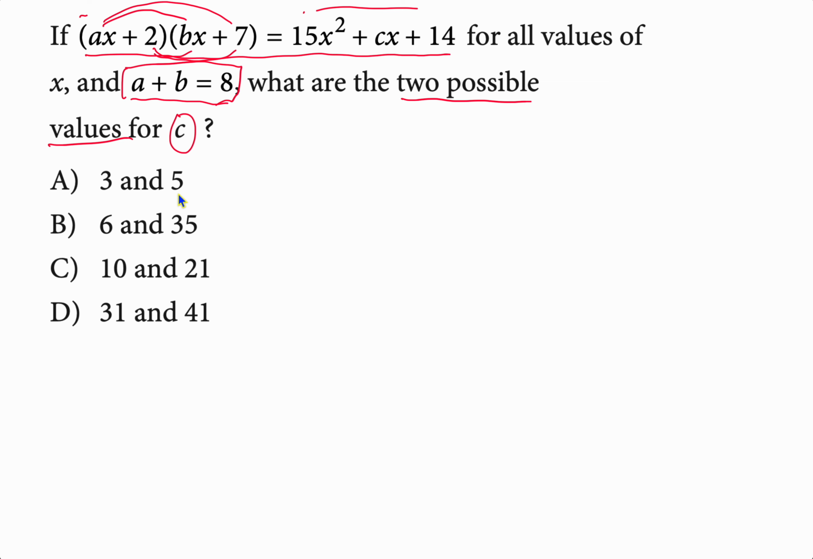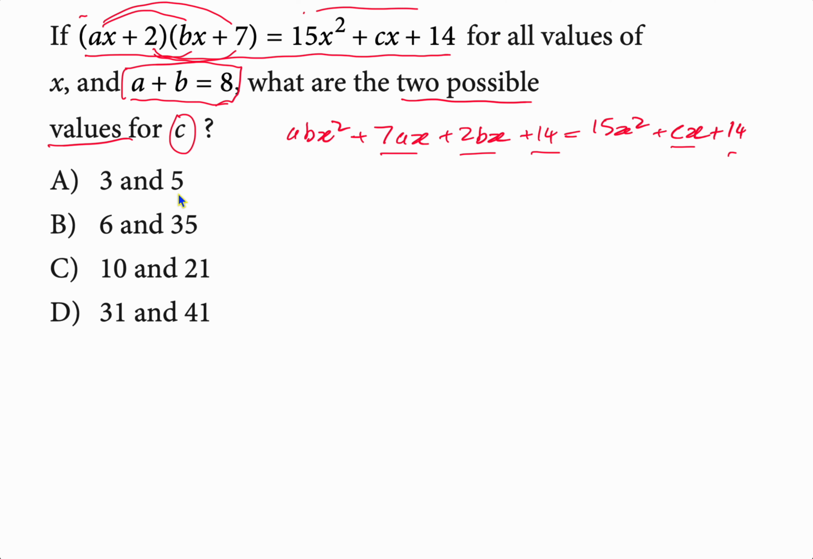So let's break that. ax times bx, we have abx². And then ax times 7 is 7ax. Next we have 2 times bx, which is 2bx. And then 2 times 7, that's 14. So plus 14, and the whole thing equals 15x² + cx + 14. And then here we see 7ax + 2bx, and over here we have cx, and then we have 14.